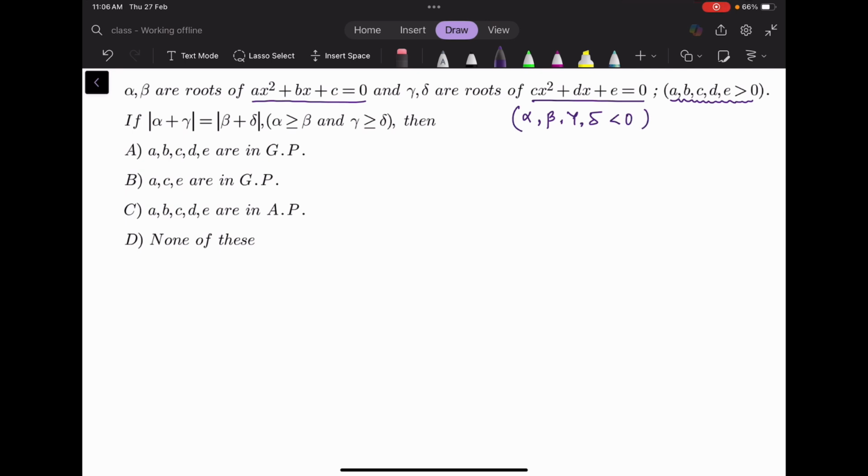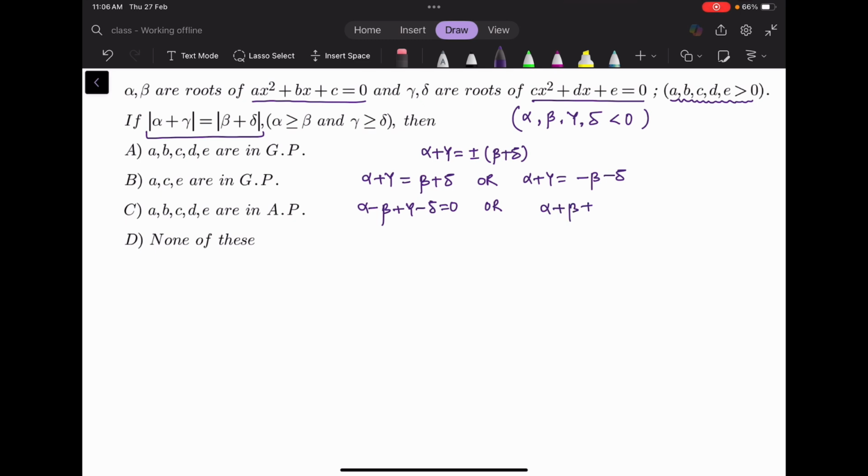Fine. Next thing given is this relation. So if I open this modulus, what I am getting is alpha plus gamma equal to plus minus beta plus delta. So considering plus sign, I am getting alpha plus gamma equal to beta plus delta. Considering minus sign, I am getting alpha plus gamma equal to minus beta minus delta. So we can write this as alpha minus beta plus gamma minus delta equal to 0, or alpha plus beta plus gamma plus delta equal to 0.